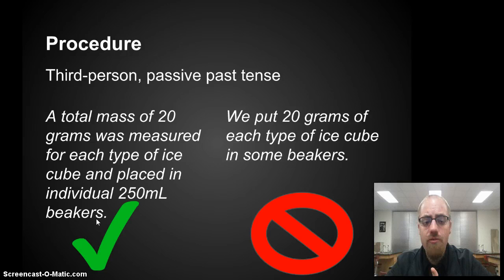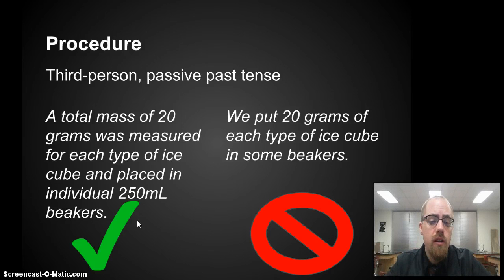It's passive, which means that you use words like "was measured" or "were measured" in each case, and it's in past tense. So it describes what you did, but you don't really say "I did this" or "we did this." This is what happened.